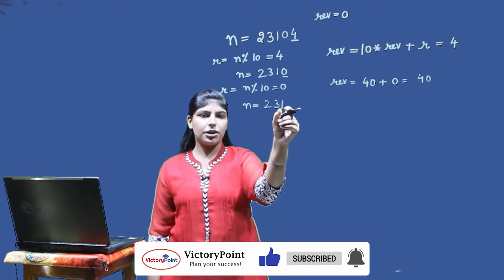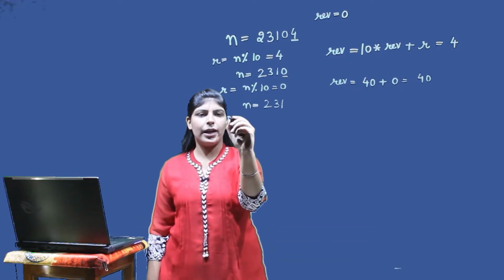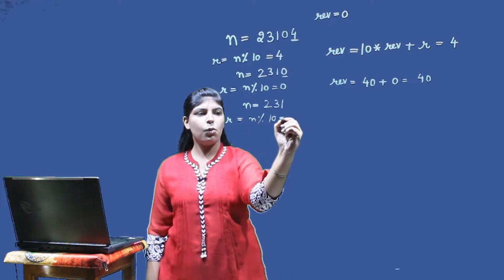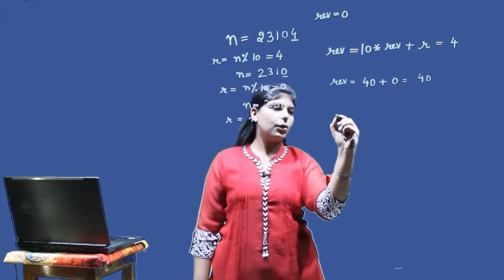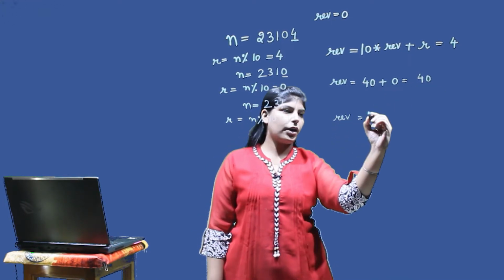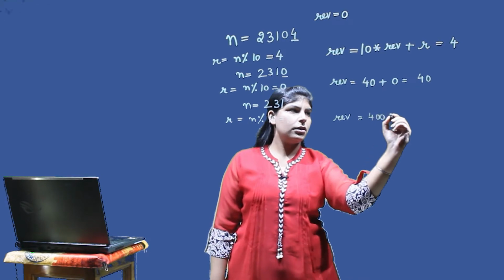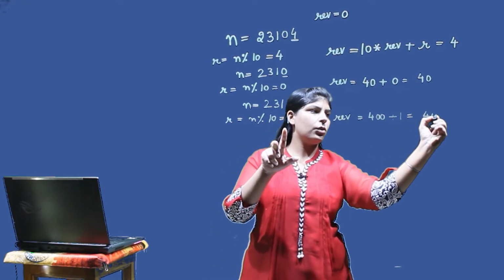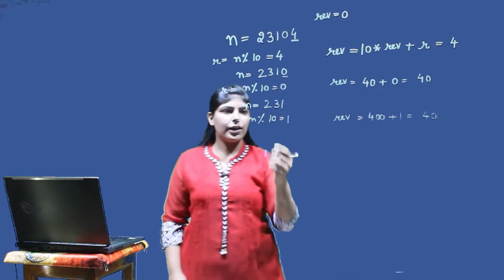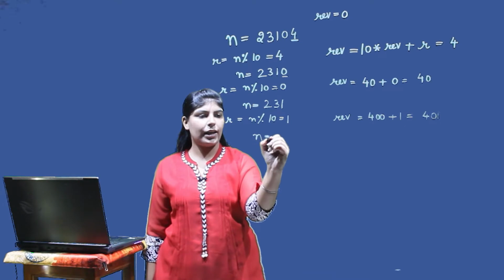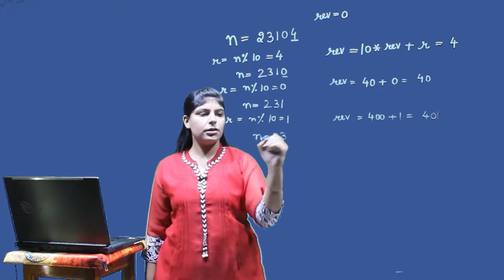Again, I can calculate the unit digit of this number by using n mod 10. That will be equivalent to 1. Now I can update the value of reverse as 40 into 10, that is 400, plus 1, that is 401. Again, I can update the value of n as n divided by 10. So I'll get n as 23.